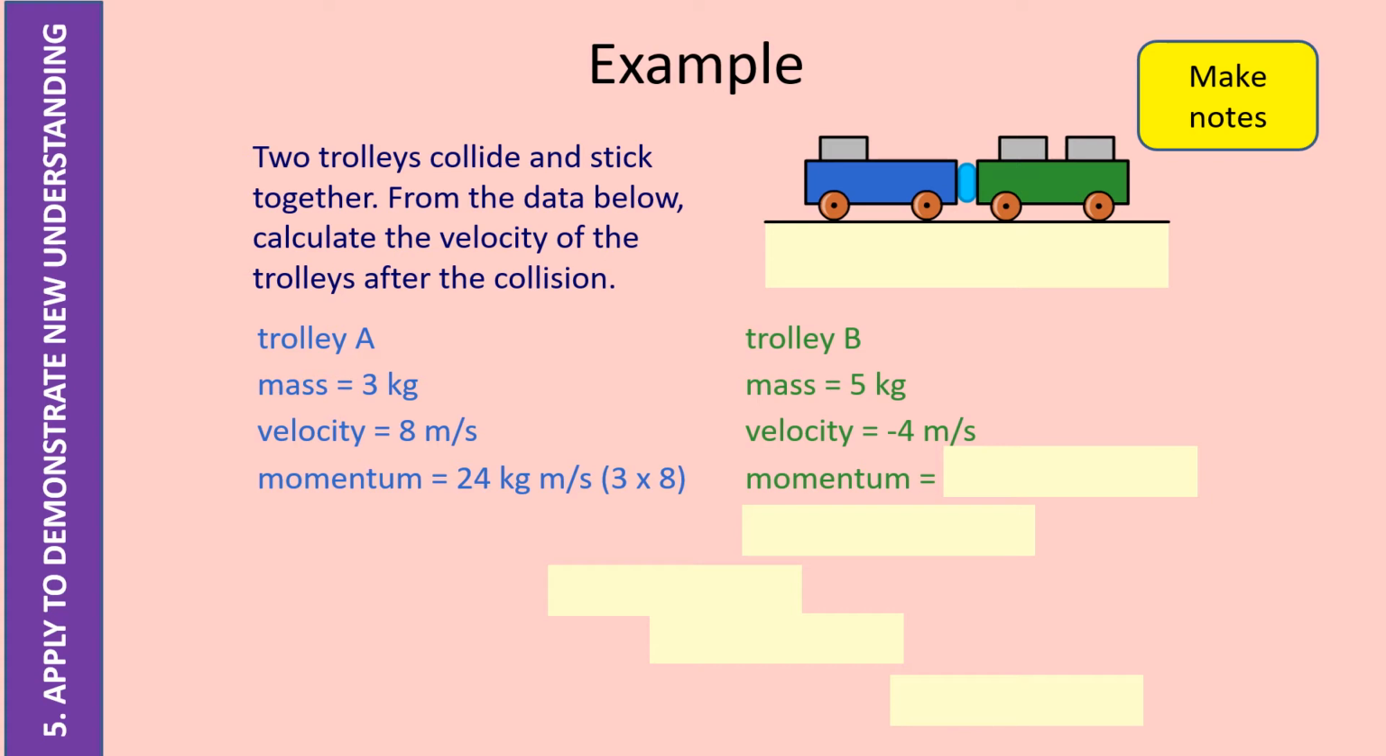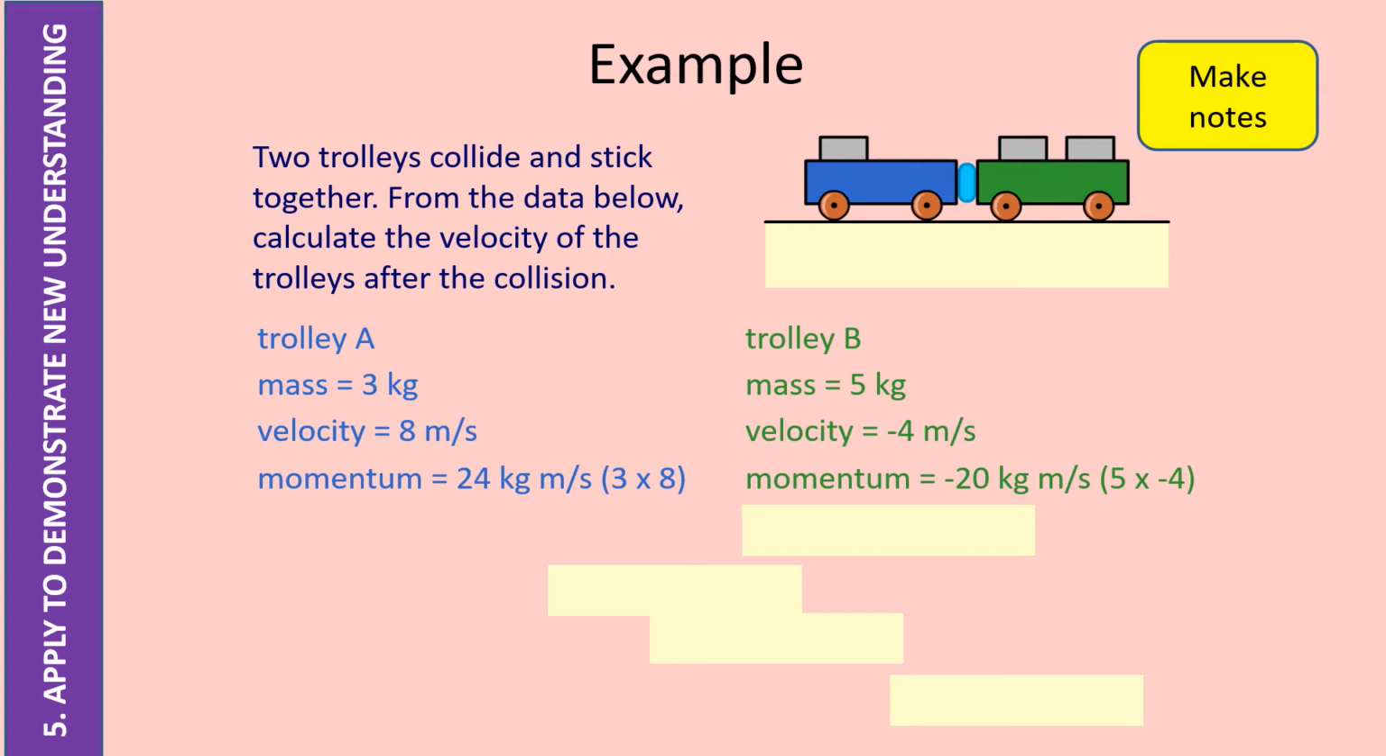Now trolley B, the green trolley, has a mass of 5 kilograms and a velocity of minus 4 meters per second. Now that means it's moving in the opposite direction of the blue trolley. But we can still work out its momentum by using mass times velocity. 5 times 4, but this time the 4 is a minus 4, gives you a momentum of minus 20 kilogram meters per second. So now you have two trolleys, two masses, two velocities, and two total momentums that you worked out before.